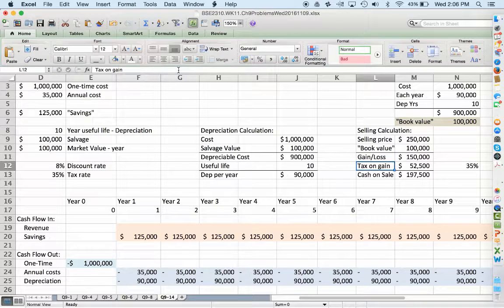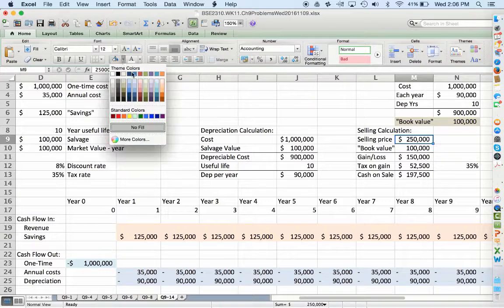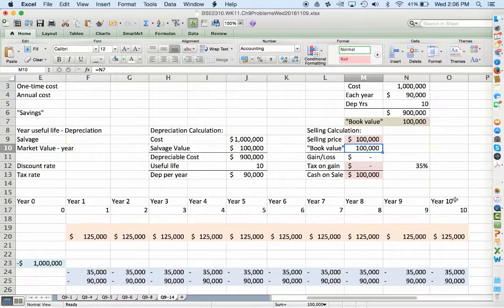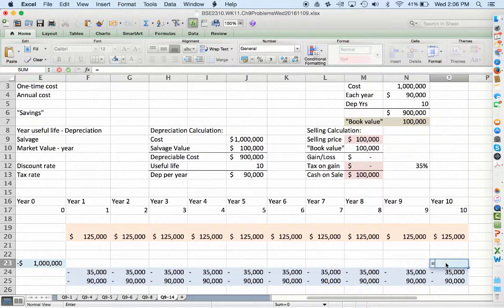This is a little mini analysis that I have to do. Okay, well, I didn't sell it for $250,000. I sold it for $100,000. And what that means is in year 10, I'm going to have a one-time amount of that $100,000 as cash. Okay?